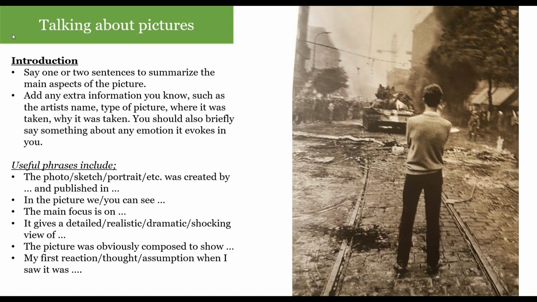Introduction. Say 1 or 2 sentences to summarize the main aspects of the picture. Add any extra information you know, such as the artist's name, type of picture, where it was taken, why it was taken, and you should also briefly say something about any emotion it evokes in you. Some useful phrases include: the photo, sketch, portrait, etc. was created by and published in.